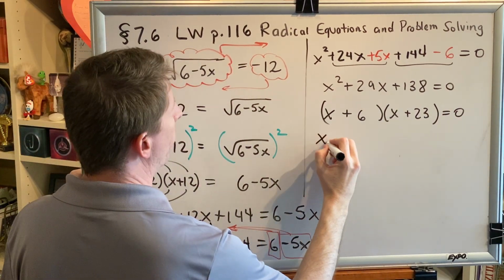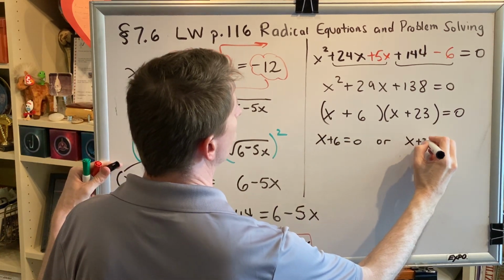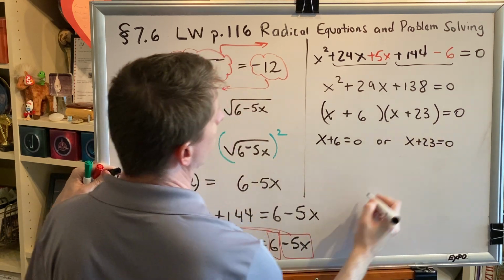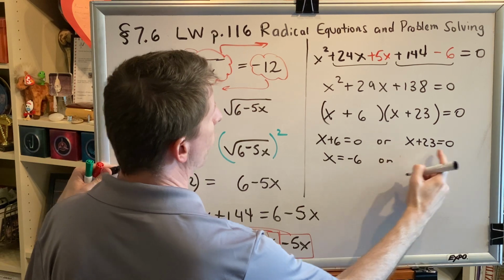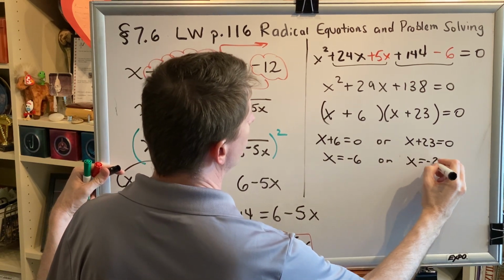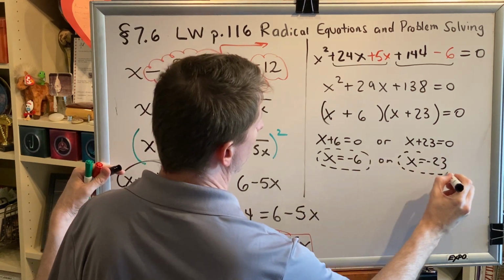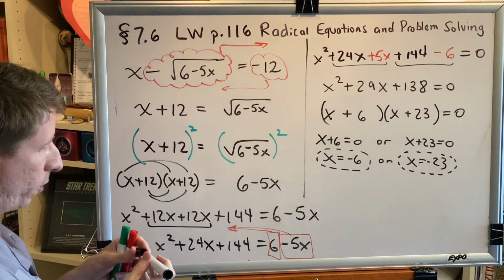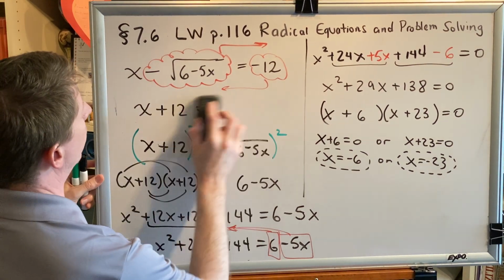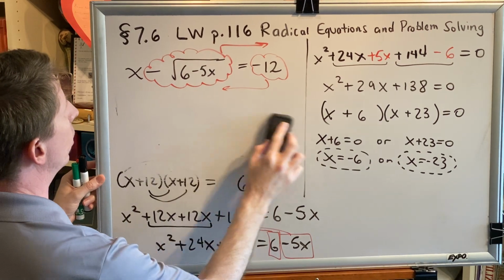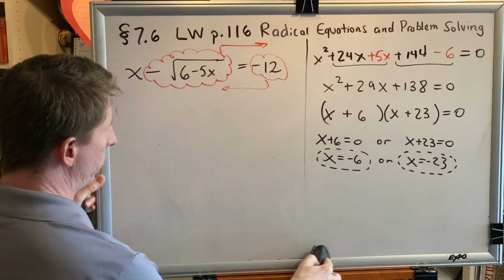Next, use the zero product property. X plus 6 equals 0, or x plus 23 equals 0. Subtract 6 on both sides, x equals negative 6. Subtract 23 on both sides, x equals negative 23. These are what the answer might be, but any one of those two solutions could be extraneous, so we have to check them both. You check by going back to the original equation that you started with and replacing x with the potential solution value.